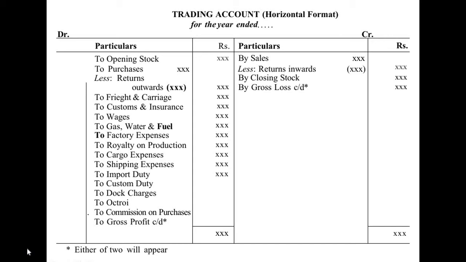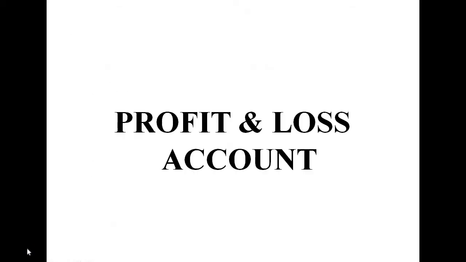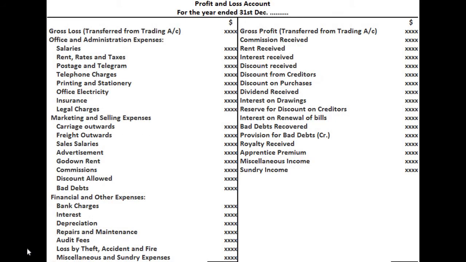The next one is we are going to see the format of profit and loss account. The profit and loss account is to calculate the net profit or net loss of the business. The items appearing on the debit side of the profit and loss account are operating expenses and non-operating expenses. The operating expenses are those expenses which are incurred in order to operate the business efficiently and smoothly. That is called administration expense.